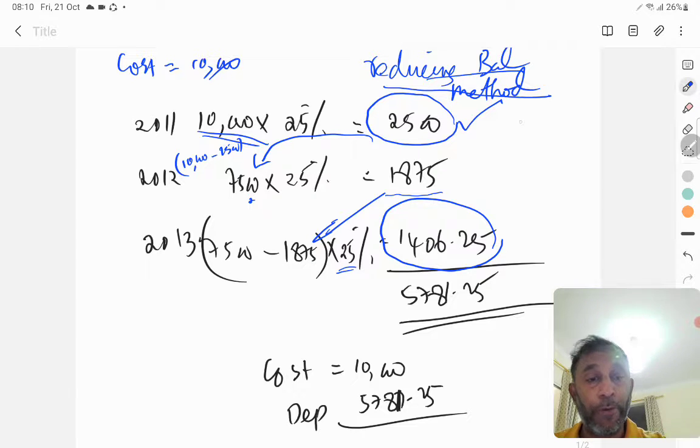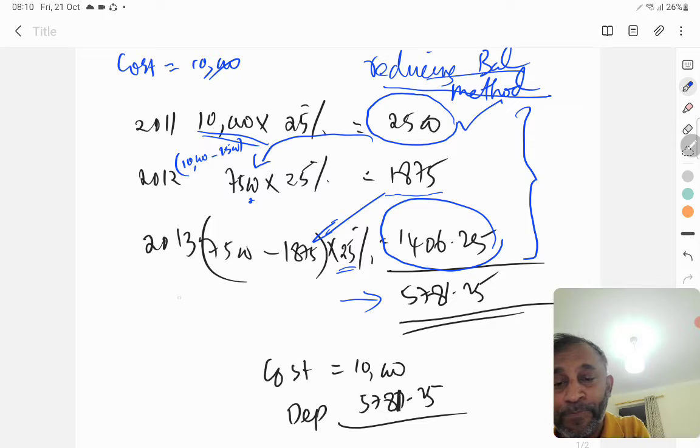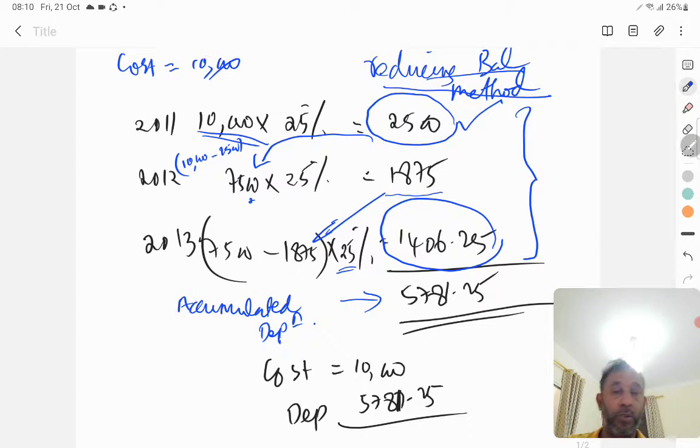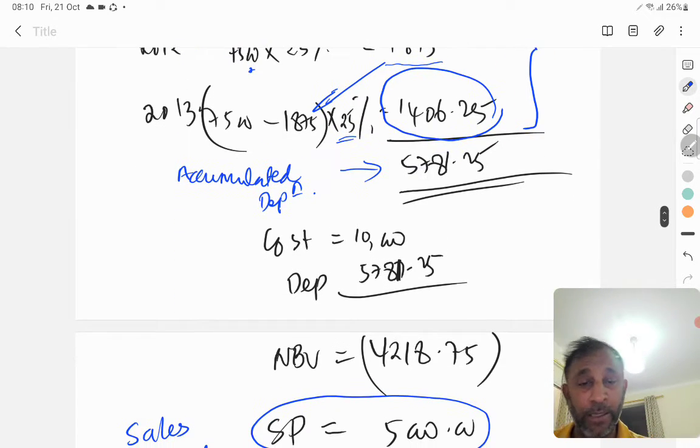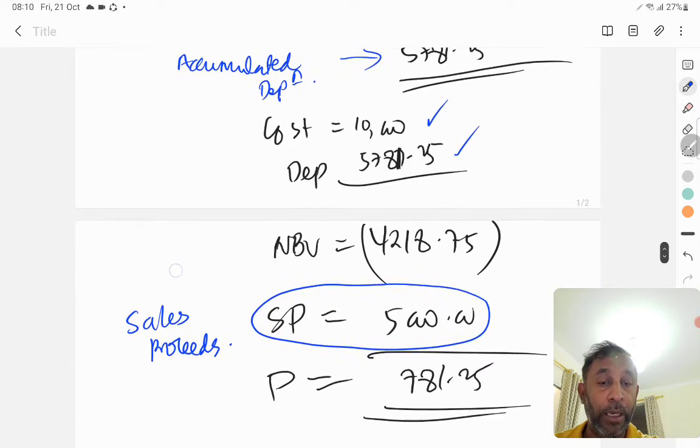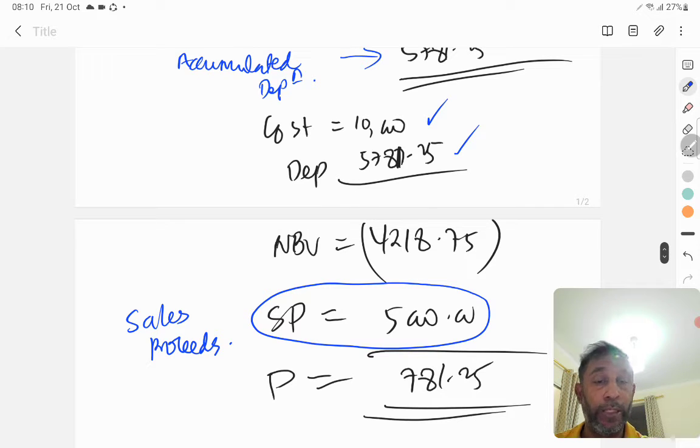Then you take the total of all this. This is known as accumulated depreciation. So then you know the cost of the asset, you know the accumulated depreciation, and accordingly you can arrive at the net book value, which is 4,218.75.